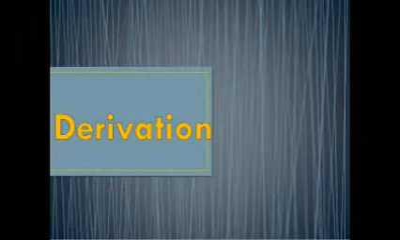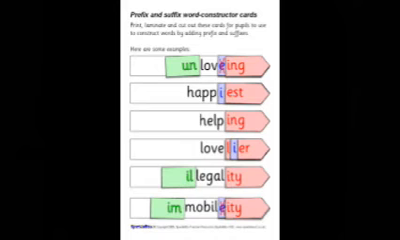There are a few derivational suffixes given to you in your textbook, page numbers 62 and 63. In fact, 62, 63, 64, 65, till 65, and you are requested to read them.